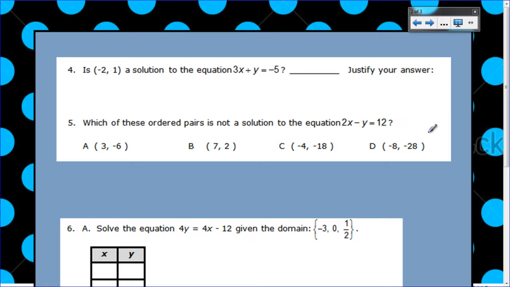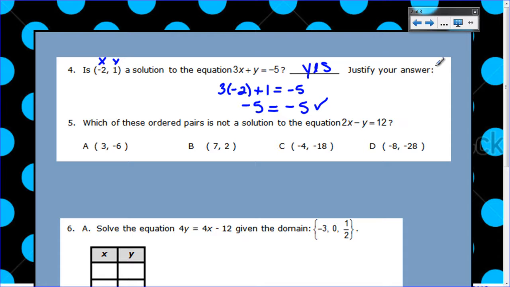So let's skip over here to question number 4. It's the same kind of problem. They say, is negative 2 comma 1 a solution? And we're going to have to justify our answer. So I'm just going to plug in what I know. X is negative 2, y is 1. So I'm going to do 3 times negative 2 plus 1. I just plugged in negative 2 for x and 1 for y equals negative 5. So we'll check that. That makes negative 6 plus 1, which is negative 5, equals negative 5. So yes, this works. So yes, it's a solution.